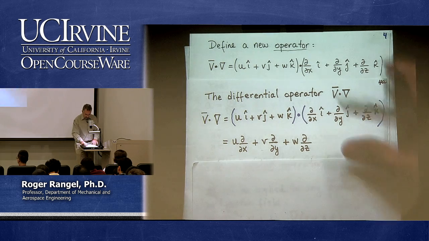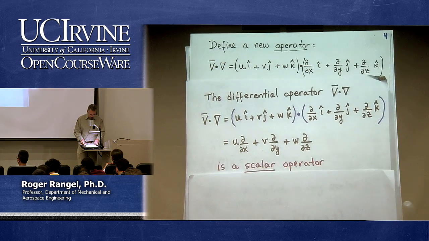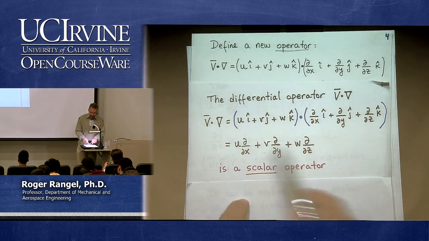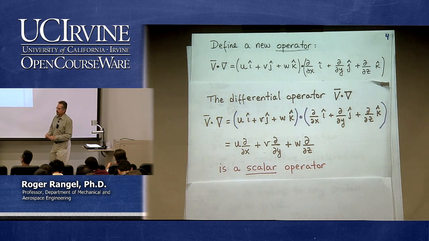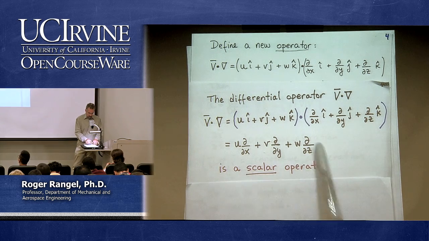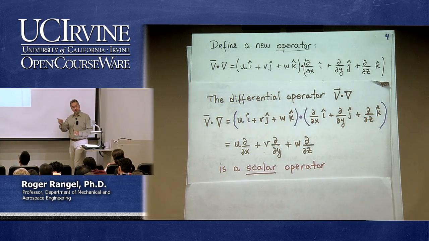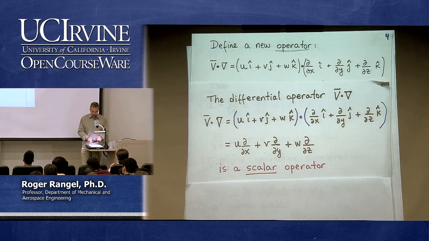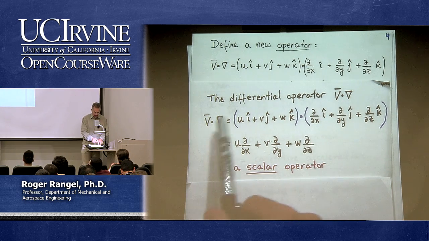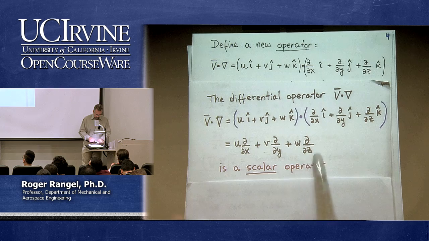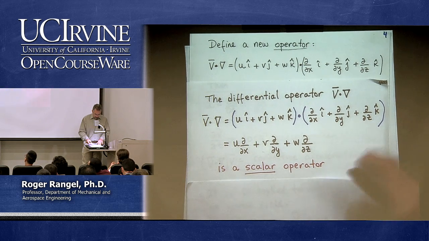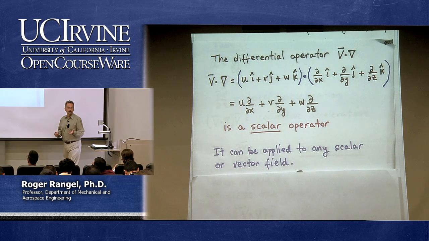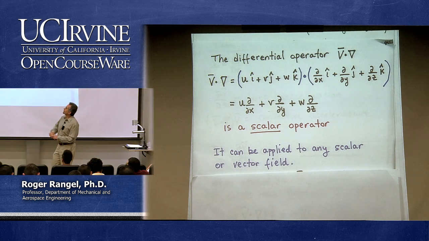So what we know is, first of all, it is a scalar operator because the i, j, and k are gone, right? Because of the dot product. So this is a scalar operator. It's different from the gradient itself that we were just talking about. The gradient itself is a vector operator, but when you make the product v dot del, you come up with this new operator called a scalar operator.